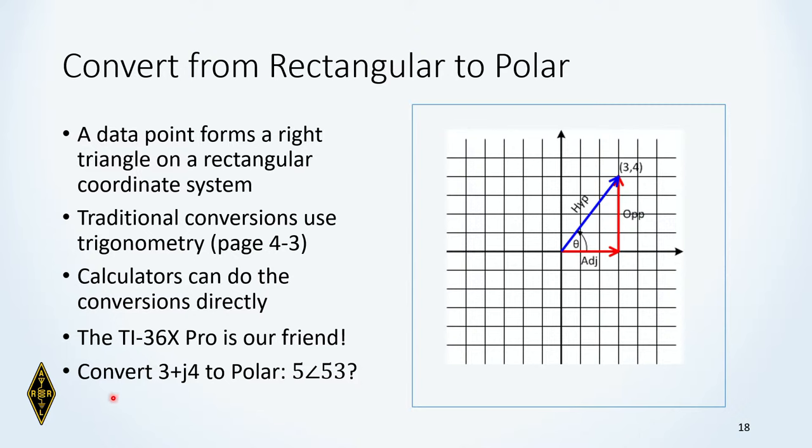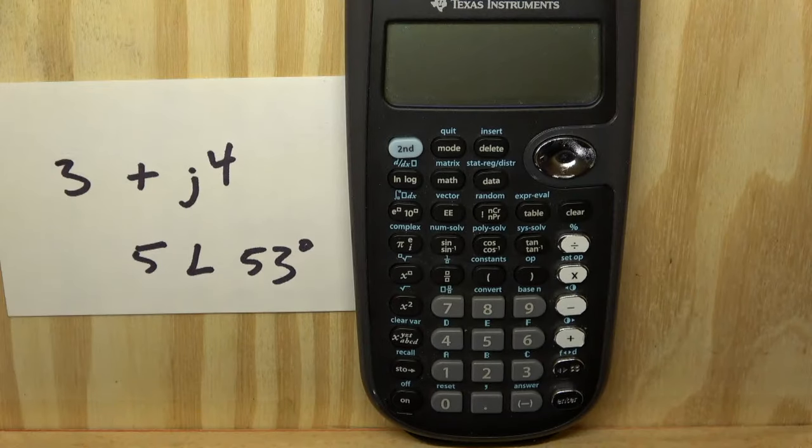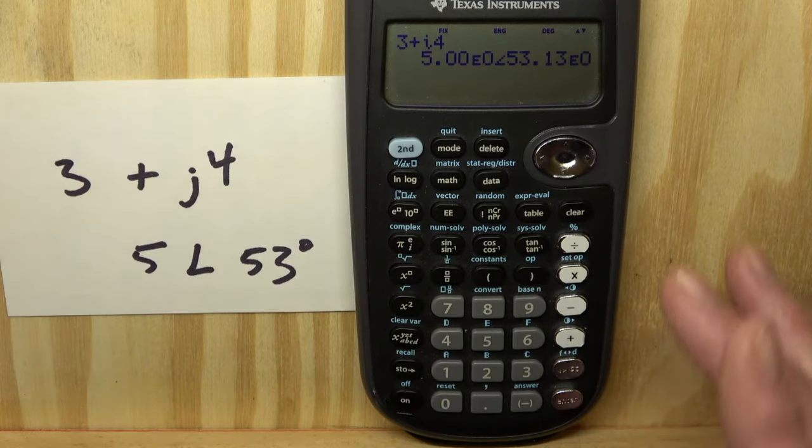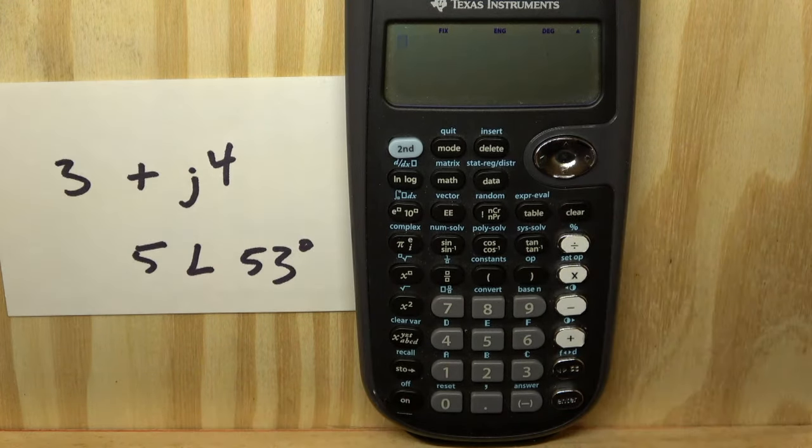What we want to do is convert, and I know you don't understand everything there is to know about this yet, but we want to convert 3 plus J4. Now what was that? 3 ohms of resistance, 4 ohms of inductive reactance to polar form. And if we do that correctly, we should wind up with a magnitude of 5 and an angle of 53. So I'm going to come over to the calculator cam, turn it on, and follow along with me, if you would, on your calculator. And I'll show you how to do this kind of an entry.